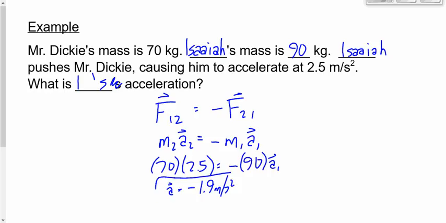We do that math, and it looks like A1 is equal to negative 1.9 meters per second squared. Does Isaiah accelerate less than me? Yes, because he's heavier. Same force, bigger mass, smaller acceleration. So we're now tying together two of Newton's laws, right? Newton's third law says the forces in that interaction have got to be the same. Newton's second law says that the acceleration won't be the same, or the effect of the force won't be the same, because one guy happens to be heavier than the other guy.